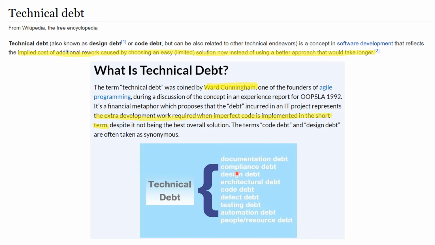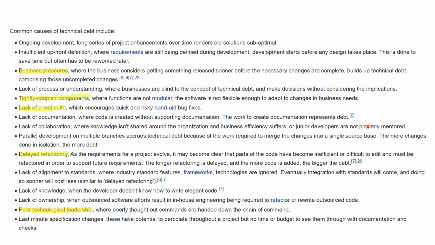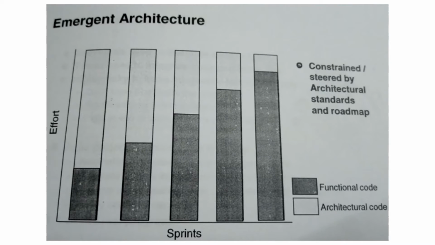So technical debt has different categories like documentation debt, compliance debt, design debt, architectural debt, code debt, defect debt, testing debt, automation debt, people debt. All these are called technical debt. You may have errors in any areas, right? See, what are the general common causes of technical debt? Business pressures, giving some workaround immediately, tightly coupled components, lack of test suite, delayed refactoring, poor technical leadership. These are some of the causes for technical debt. Right? So you need to plan accordingly. You need to use simple practices like simple design, common code ownership, something like that to avoid this.